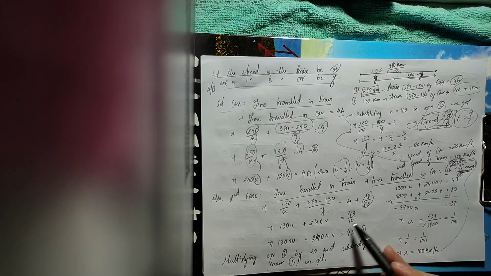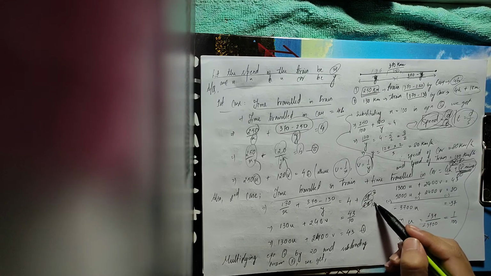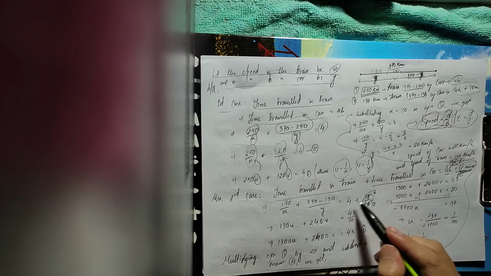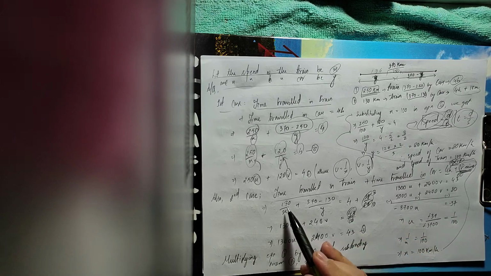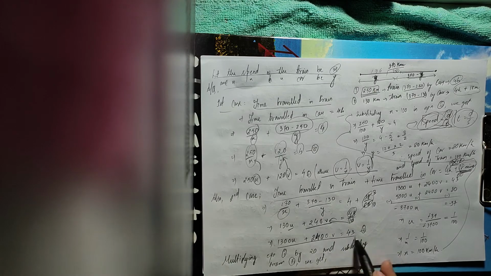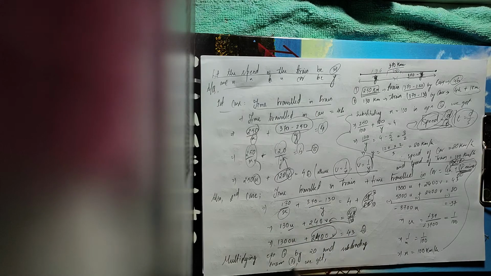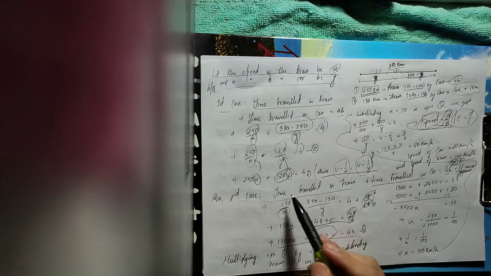Now if you cancel with 6, 6 3s are 18, 6 10s are 60. So 4 plus 3 by 10 is 43 by 10, and here again 1 by x is u, we don't need to mention because we have already mentioned, so 130u plus 240v. Now this 10 will come here, so this is what you'll get. Now again this and this, I feel it is easier to eliminate.